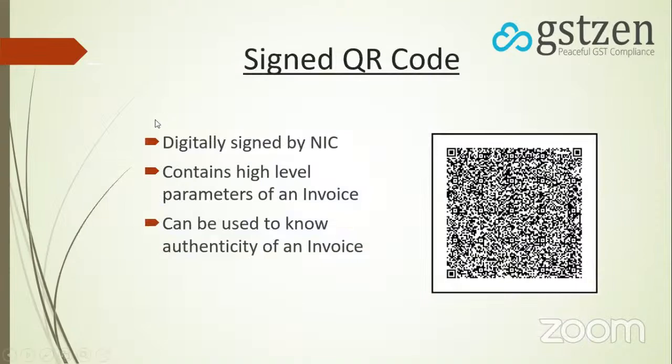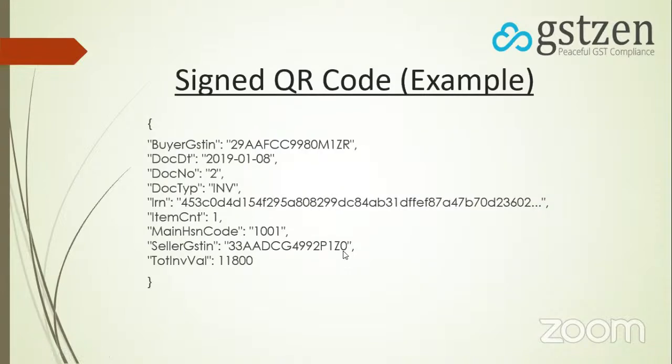Now, the signed QR code. This is digitally signed by NIC. As I mentioned, it contains high-level information, high-level parameters, and can be used to know the authenticity of an invoice. So this is an example of the information you would get if you scan the QR code. You'd get the buyer GST number, document date, document number, document type, IRN, item count, main HSN code, seller GST number, and total invoice value. So you can scan the QR code and verify the high-level parameters of an invoice.